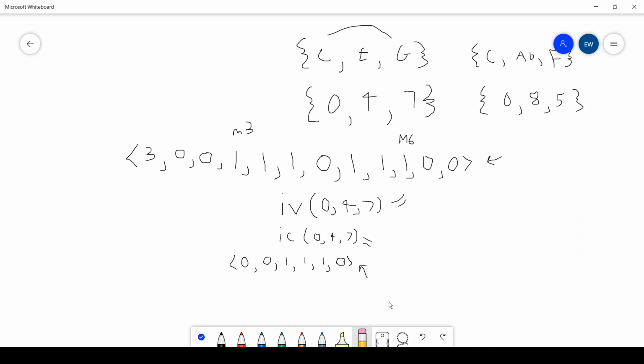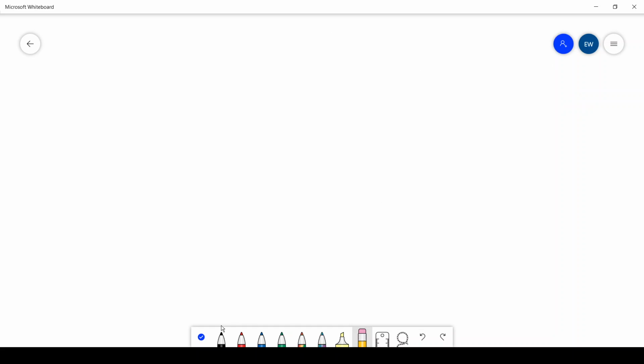And some people don't even say interval vector and interval content. They just say other words. It's very annoying. But for this lecture, that's what vector is, that's what content is, and we're good to go. So let me clear the canvas.